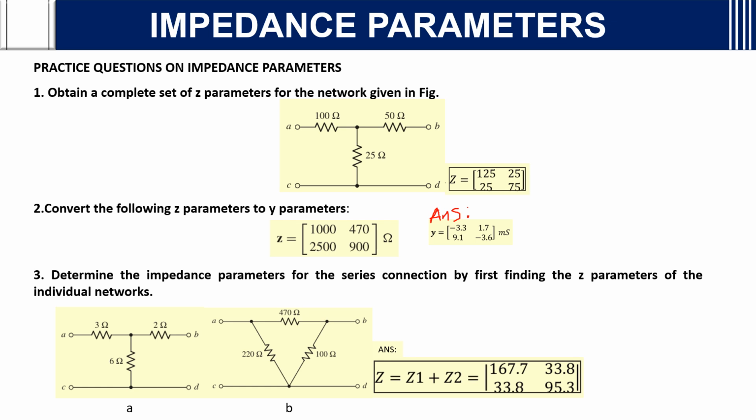Then determine the impedance parameters for the series connection. First, find the z parameters of the individual networks. What we should do is find the z parameters of this network separately, and find the z parameters of the other network separately. That is nothing but impedance parameters. After finding them, just add both matrices, z1 plus z2. You will get this value.